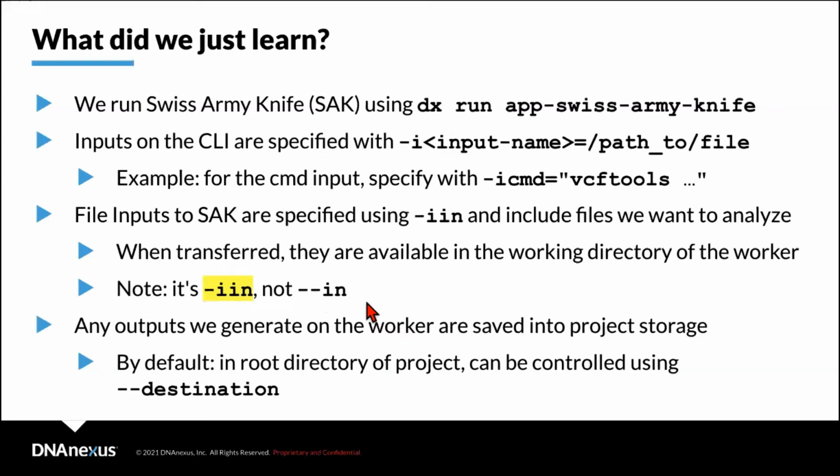And when files are transferred, they are transferred into the working directory of the worker. So there is no need to have the full file path as you have in a project. And any outputs of the worker are saved into the project storage in the root directory. And if you want to change it, you need to use a destination parameter.